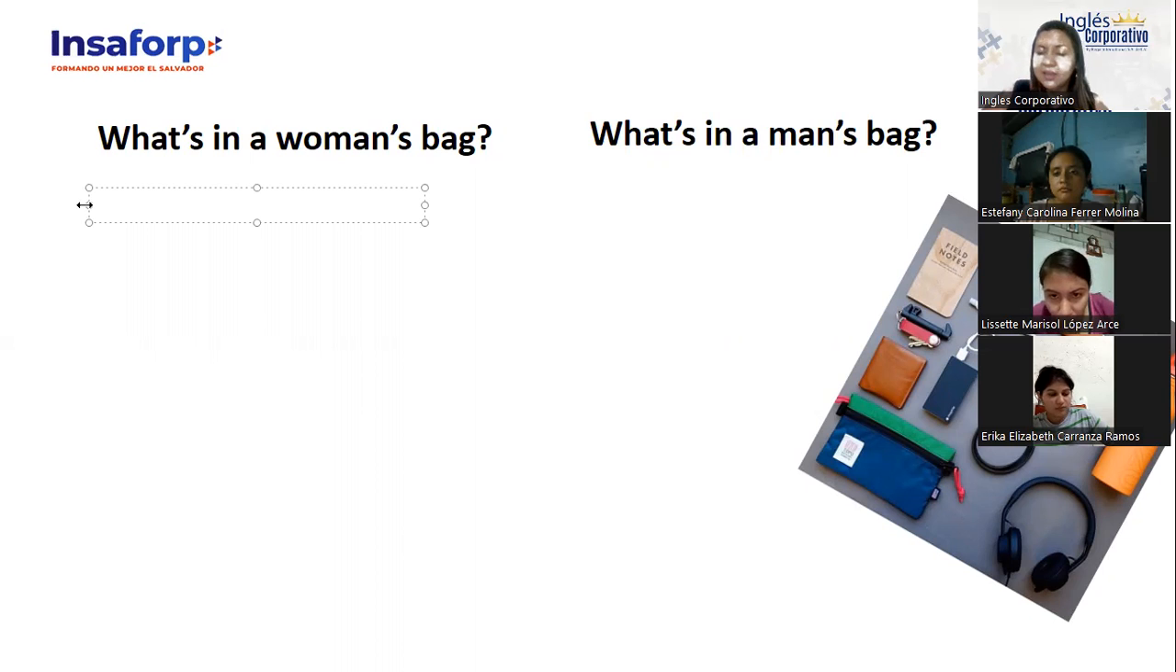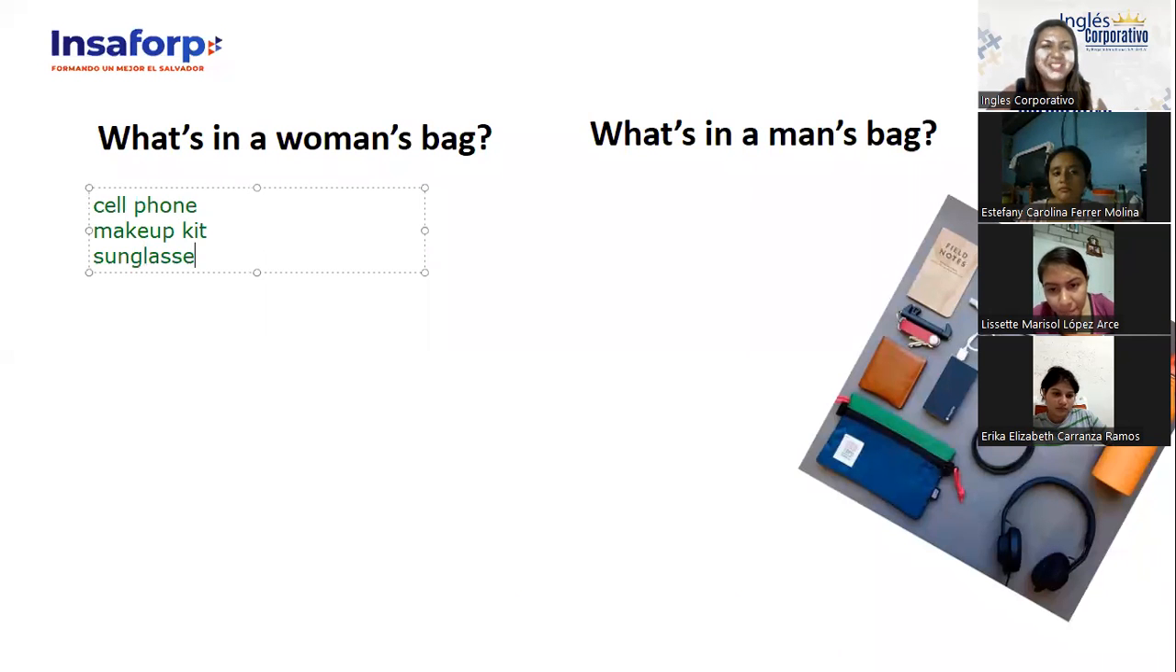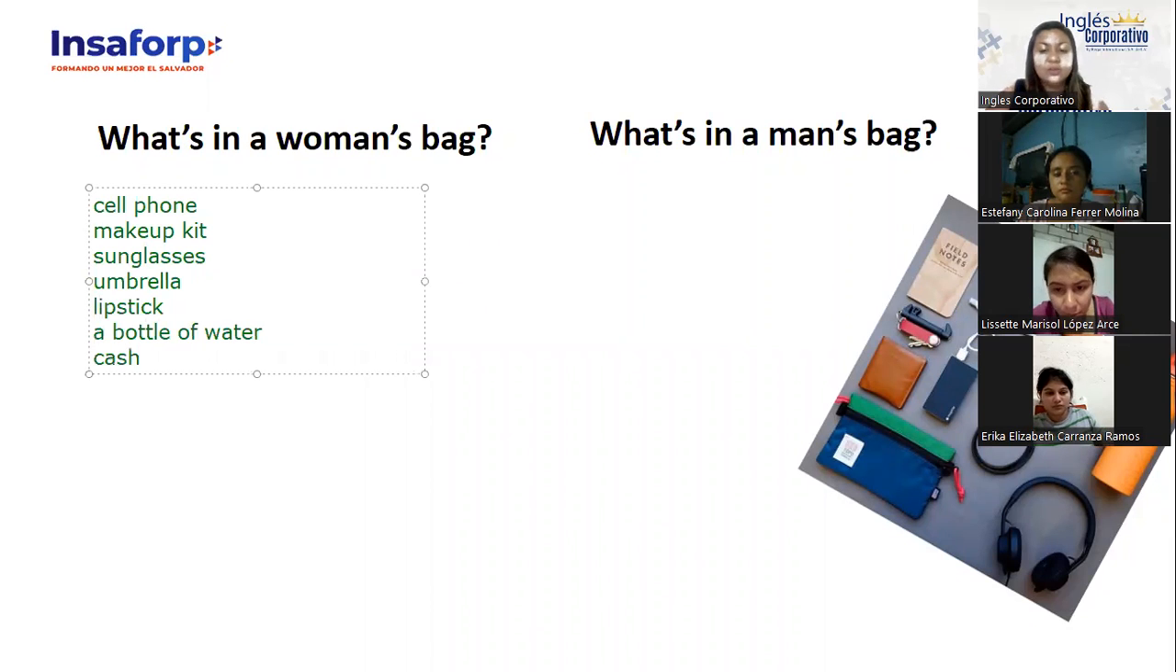Cell phone. Yes, it's very important. Okay, the cell phone. What else? Makeup. Yes, the makeup kit. Sunglasses, yes. I always carry my sunglasses with me. I also use an umbrella when it's very sunny. Lipstick, a bottle of water. Nice. Cash. Okay, cash.